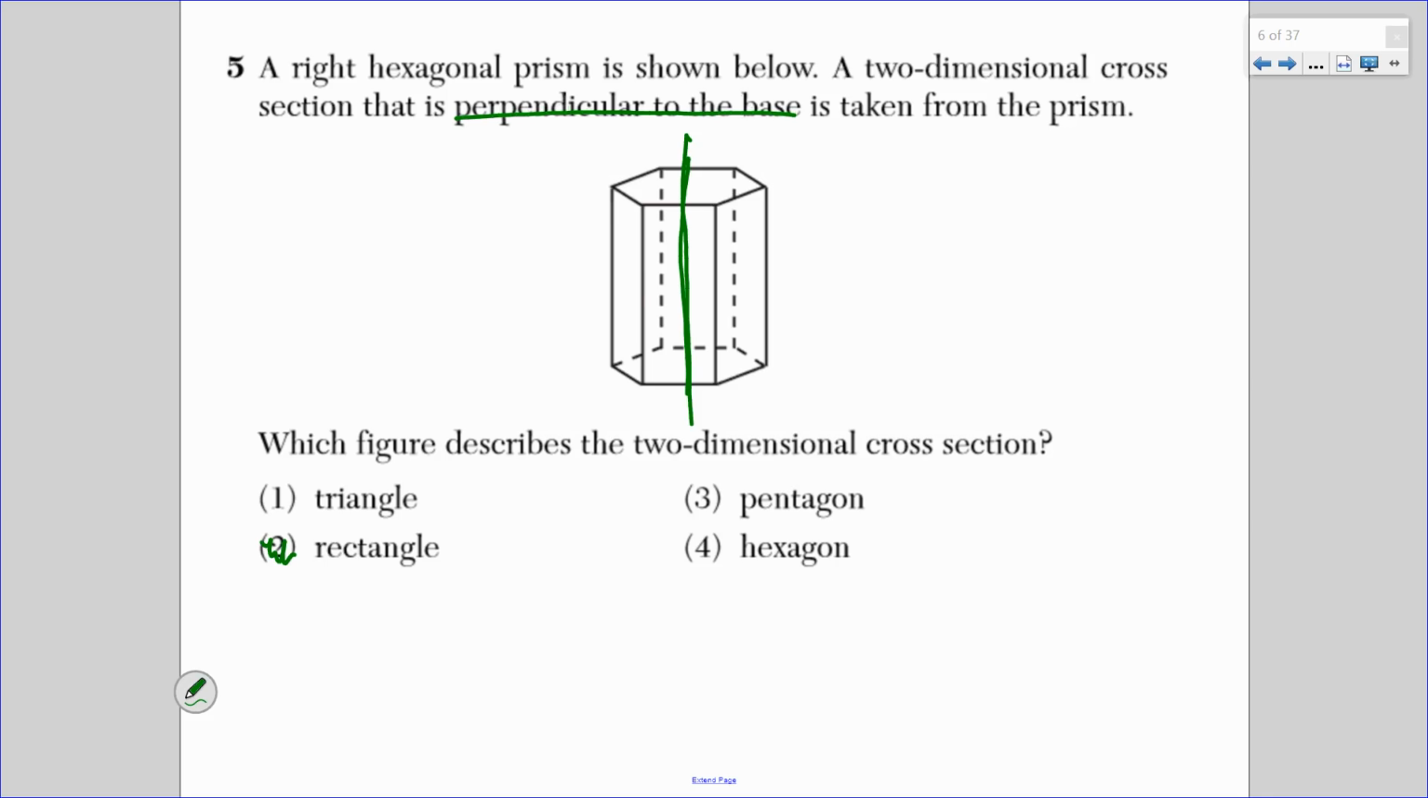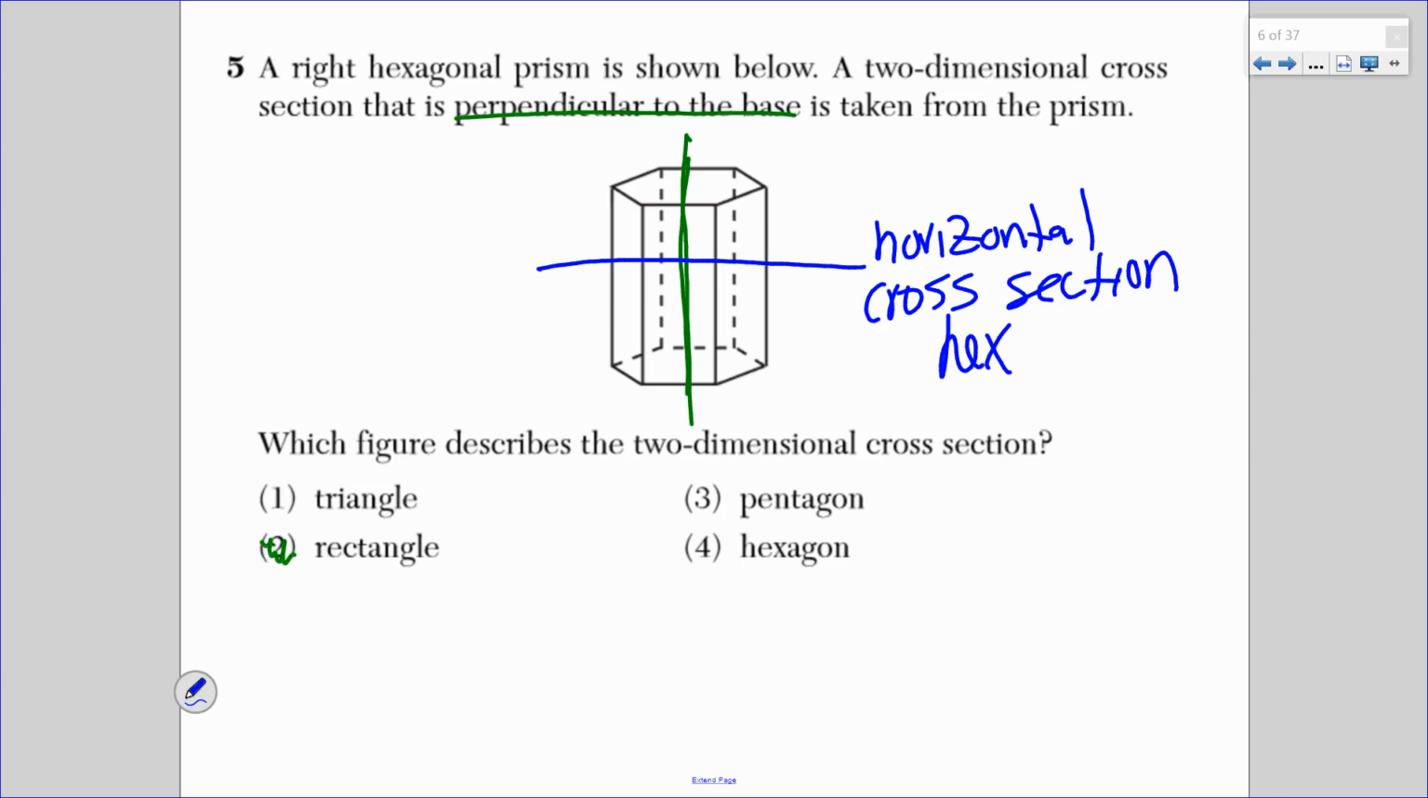If I were to take a horizontal slice, it's not asking this, but if I were to take a horizontal slice, the horizontal cross-section would be the hexagon. The base is always the horizontal cross-section.